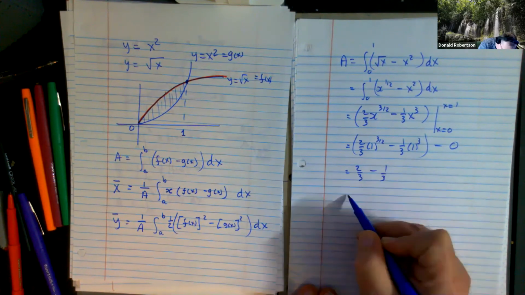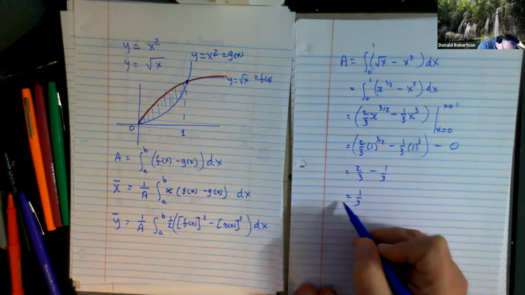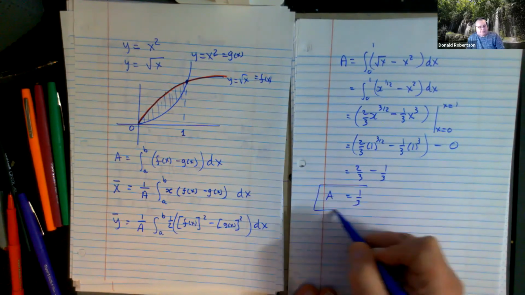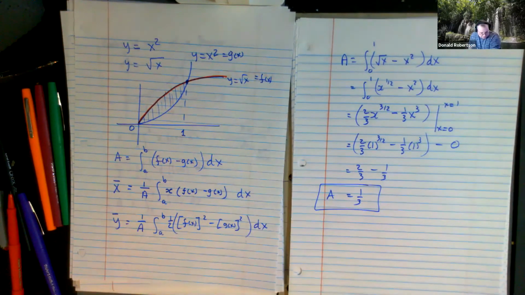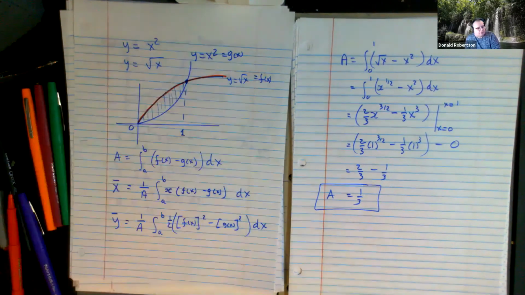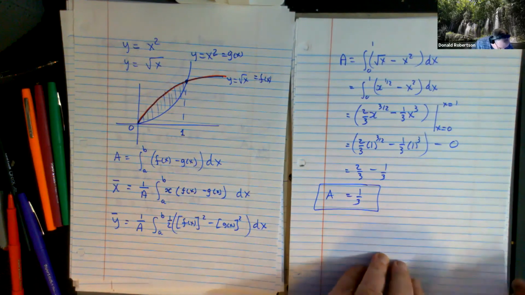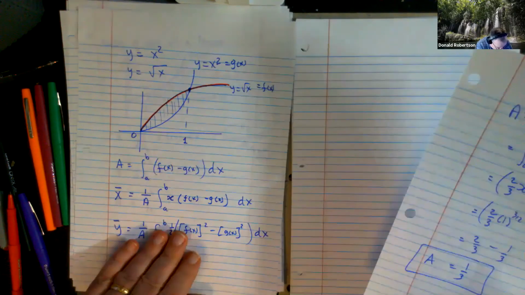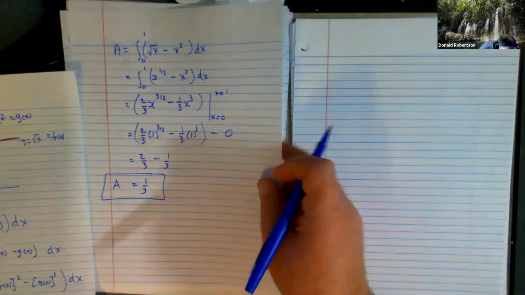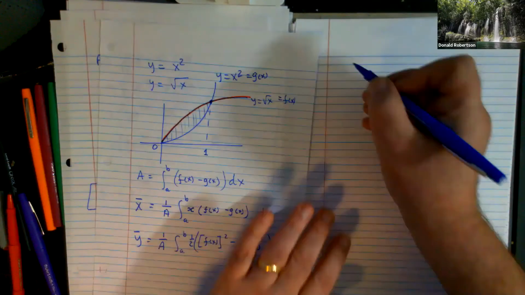And the answer we get is that it's a third. So the area between those two guys is 1/3. That's good. Good start. Step 2 is get x bar.